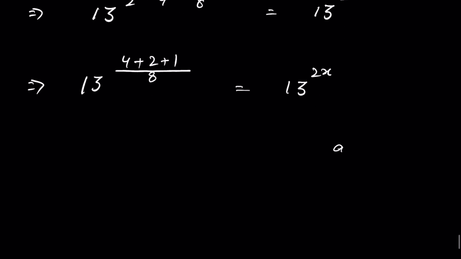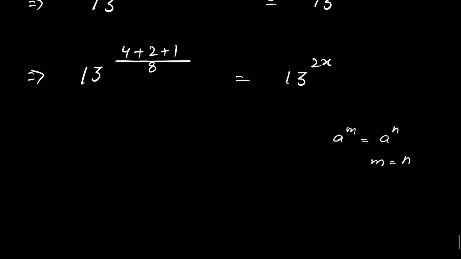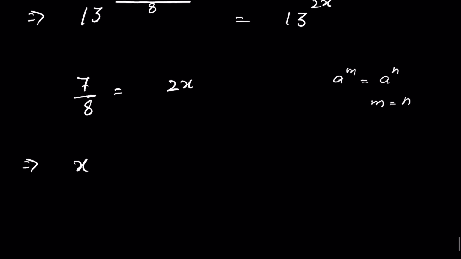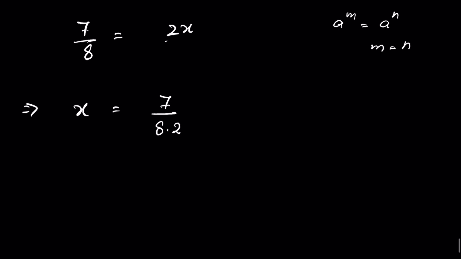Again a to the power m equals a to the power n, so m equals n. That means 7 upon 8 equals 2x, or x equals 7 upon 8 times 2. We send 2 to the left hand side, it will be in denominator. So x equals 7 upon 16.